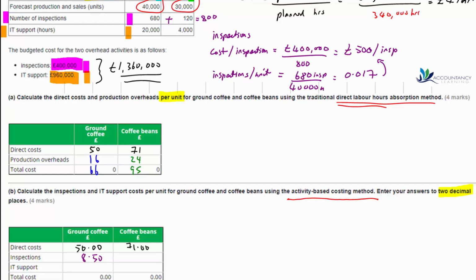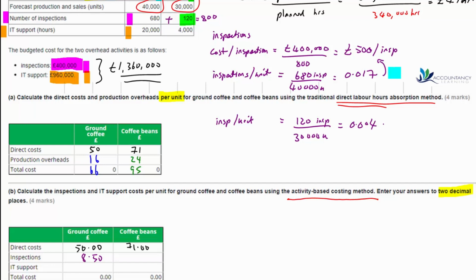Okay, so that's the figure for the ground coffee. Well, what about for the coffee beans? Let's work that out now. So we want our inspections per unit, but for the coffee beans, so we have a figure of 120 inspections. And we want to divide by the 30,000 coffee bean units that we're going to make. So 120 divided by 30,000, so that gives us 0.004 inspections per unit.